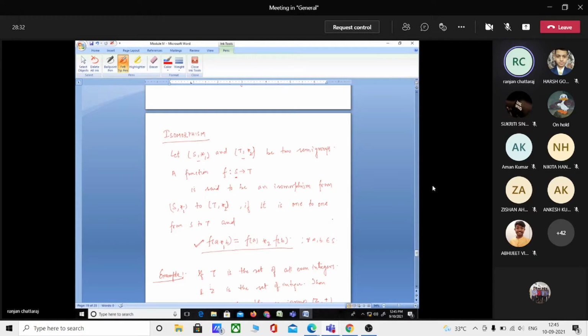Once it is decided whether it is a semigroup or group, then to check that they are isomorphic, we have to find a function f which is one-one as well as onto, and satisfies the conditions, at least the last one of them. If it satisfies this last condition, then we say they are isomorphic. Is it clear to everybody?